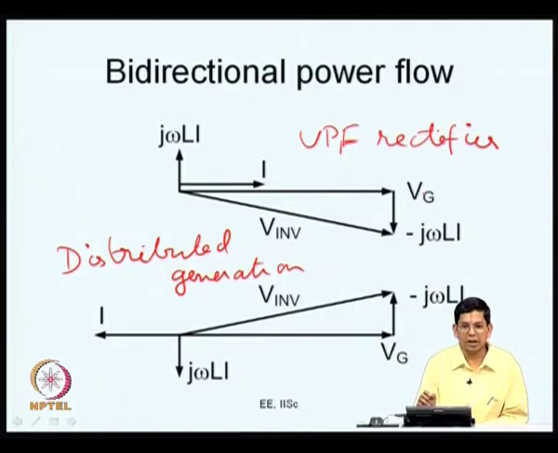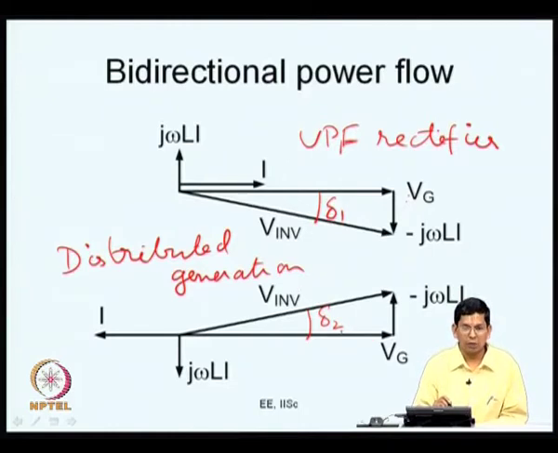If you look at the first case, Vg, that is the grid voltage, is leading V inverter by a certain angle delta. If you look at the next case, here V inverter is leading. Let me call this delta 1, and this delta 2. They will be equal if you consider the same reactance, same grid voltage and current. Anyway, in the first case the grid voltage is leading the inverter voltage, so the power is actually flowing from the grid to the inverter. In the next case, power is flowing from the inverter to the grid, because the inverter voltage is leading the grid voltage.